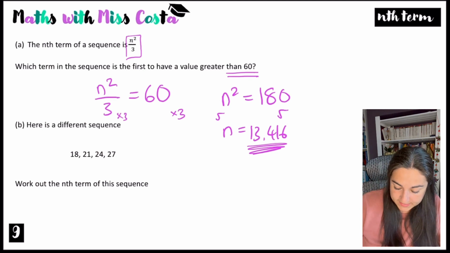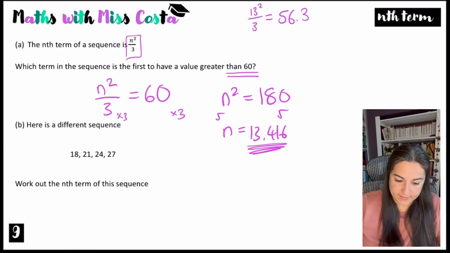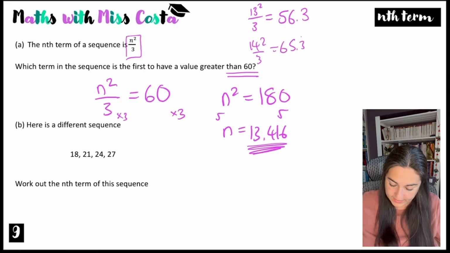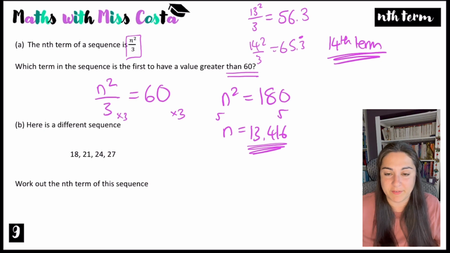So let's try substituting 13 into the equation. 13 squared divided by 3. So 169 divided by 3 is 56.3. So it's not the 13th term. Therefore, it must be the 14th term. 14 squared divided by 3 is 65.3 recurring. So the 14th term has a value of 65.3. That is the first term to have a value greater than 60.